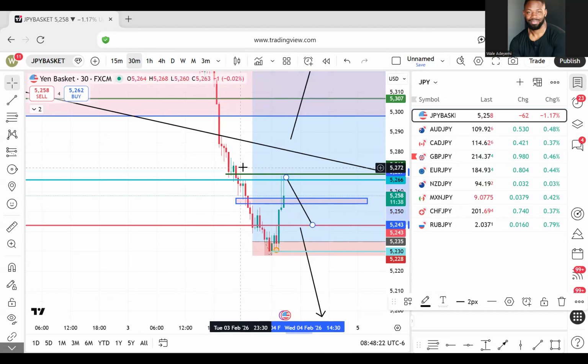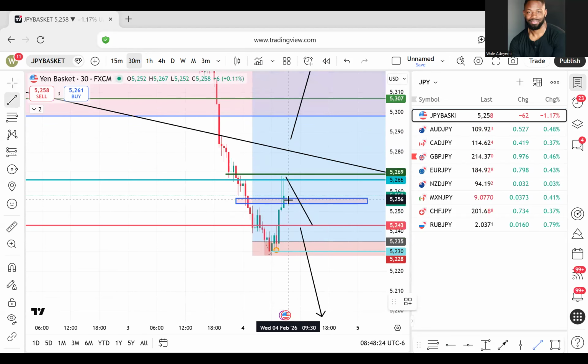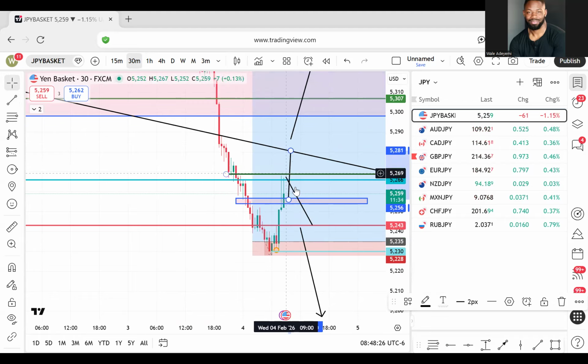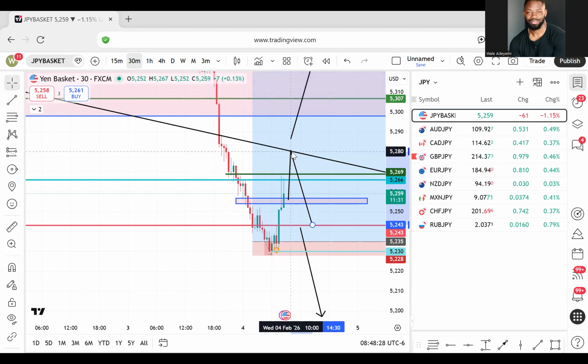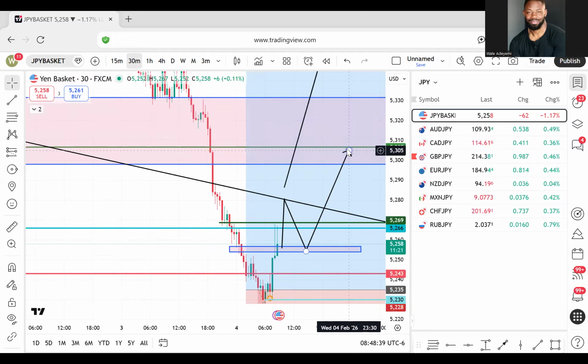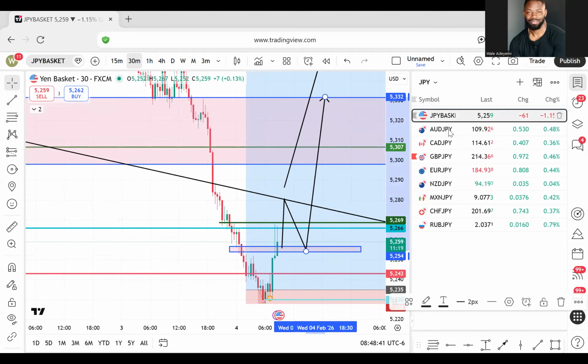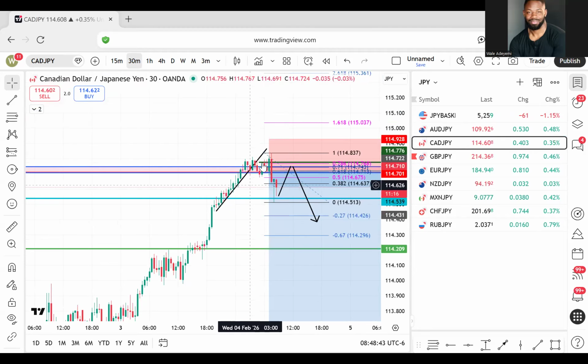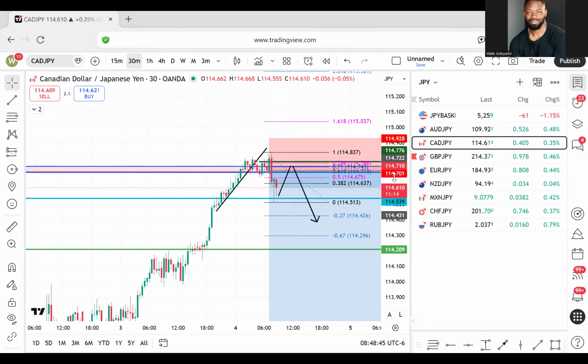I don't even want price to do that. I want it to break above this structure first, right? To give me a push, maybe take out this level, and then from here, maybe we trade back, right? But so far, so good. I'm in this one currently. I think I'm up 30 pips or something like that on the CAD JPY pair, 20 pips.